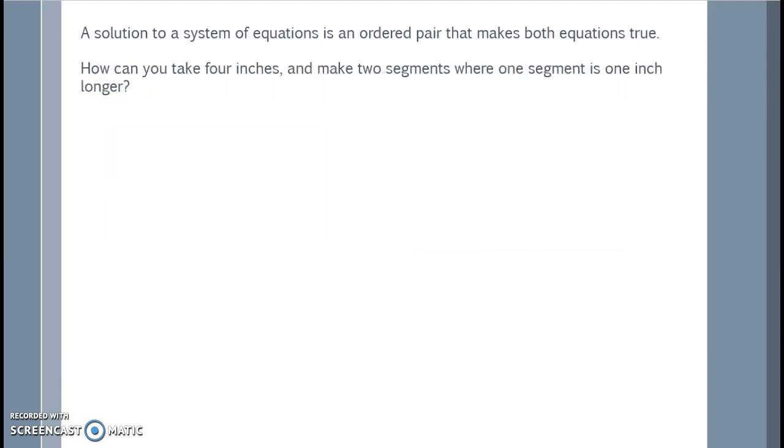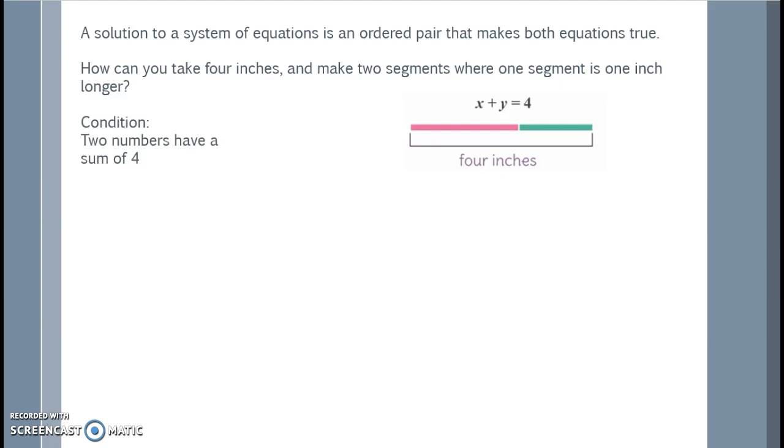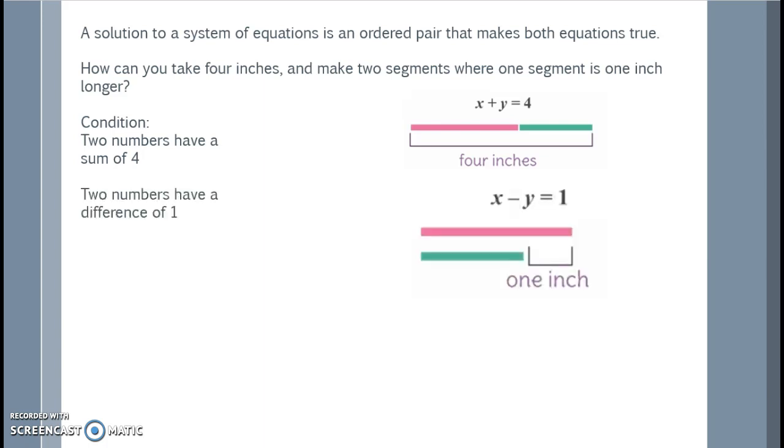How can you take 4 inches and make 2 segments where one segment is 1 inch longer? So our first condition is that we have 2 numbers that have a sum of 4. So x plus y equals 4. We don't know what those 2 numbers are. The second condition is that they have to have a difference. So when I subtract them, we get 1. Let's try our test point 3 and 1.